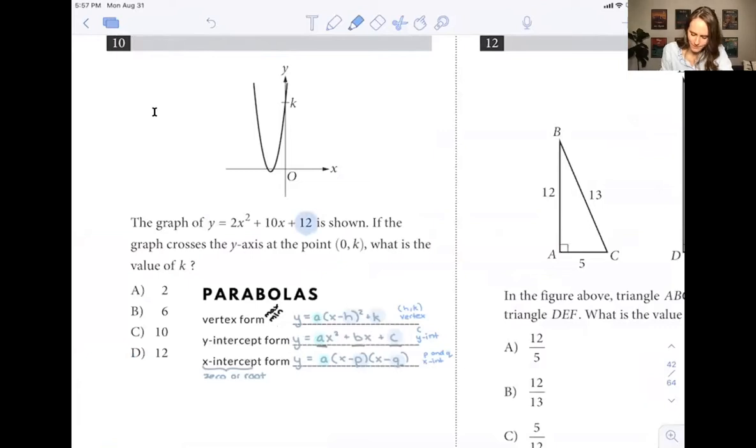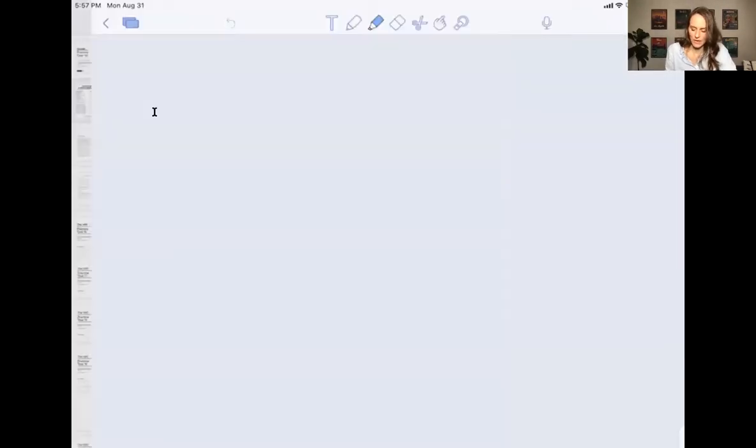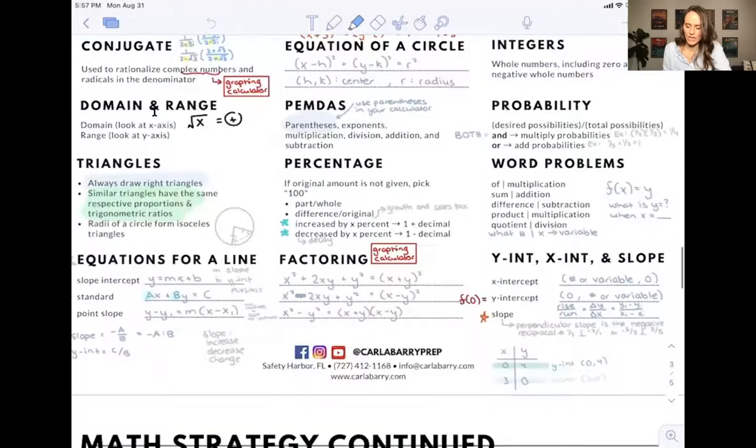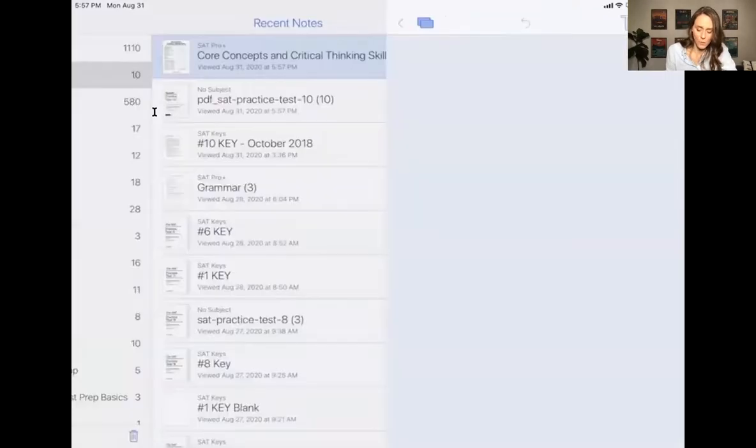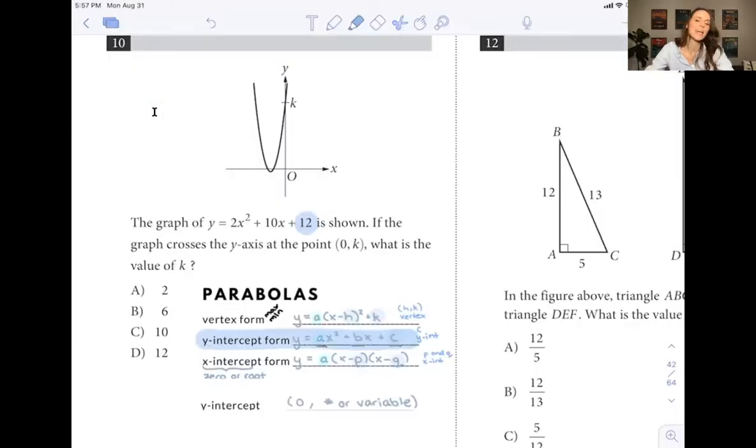It's in this form. So 12 is my y-intercept. And then they say if the graph crosses the y-axis at the point (0, k), what is the value of k? We're going to use another core concept, which is that whenever they ask you for 0 and then a number or a variable, they are asking for the y-intercept. So this should be a 10 to 15 second question for you, that k is just the y-intercept. So the answer here is 12.